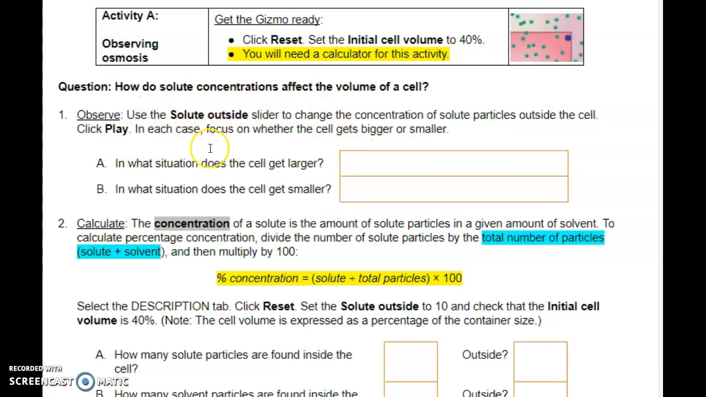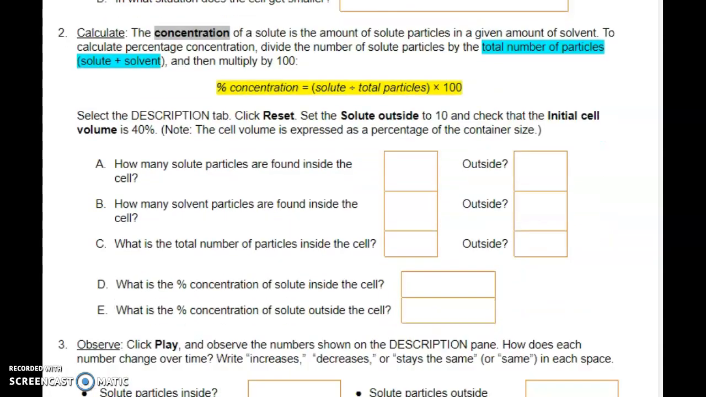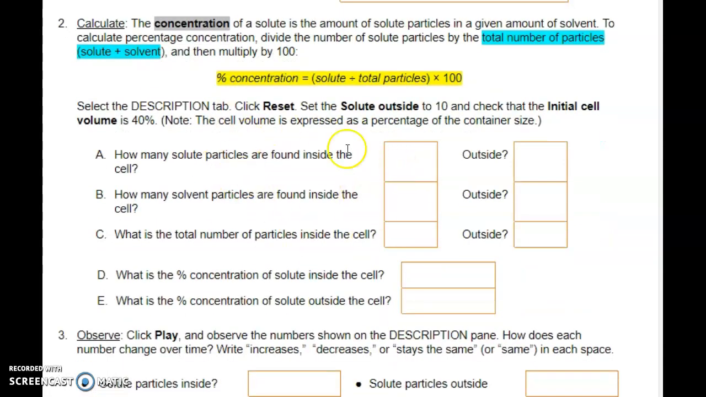So for number 1, you're going to observe what happens when you change that concentration. You are going to find a situation in which you change the solute slider to get the cell to be larger, and then a situation where you get the cell to be smaller. So record if it's high concentration of solutes or low concentration of solutes. Then you will be calculating the percent of concentration. So I've given you a little formula here to use.